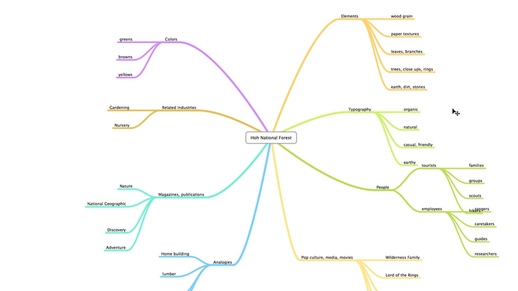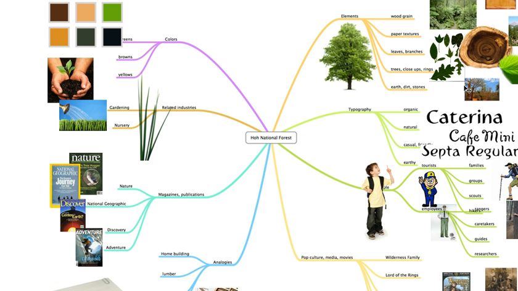So if we're talking about doing a makeover on a nature course or a course on the forest, what are some of those elements? Wood grains, paper textures, leaf branches. The typography is probably going to be a little bit more organic or natural. So when you're searching for type, those are the kind of keywords that you might use. People, we might have the different types of people, tourists who visit it, maybe employees who work in the forest, and so on. And then from there, I'll start to collect some images.